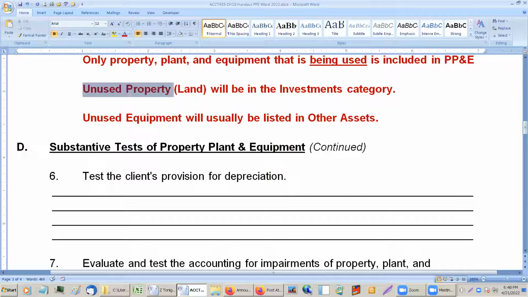So unused property will usually be in investments. Unused equipment, other assets. Yeah, unused factory could also be, well, usually the factory would go along with the property. So I guess the factory could be either of those actually, because it might be that you have a new factory that you're just not using yet. And it could also be that you're waiting to get rid of it.